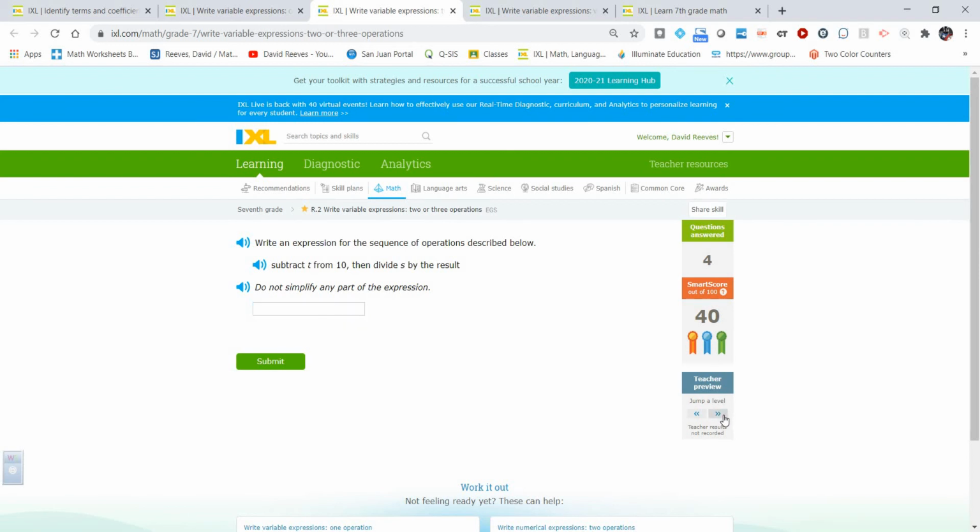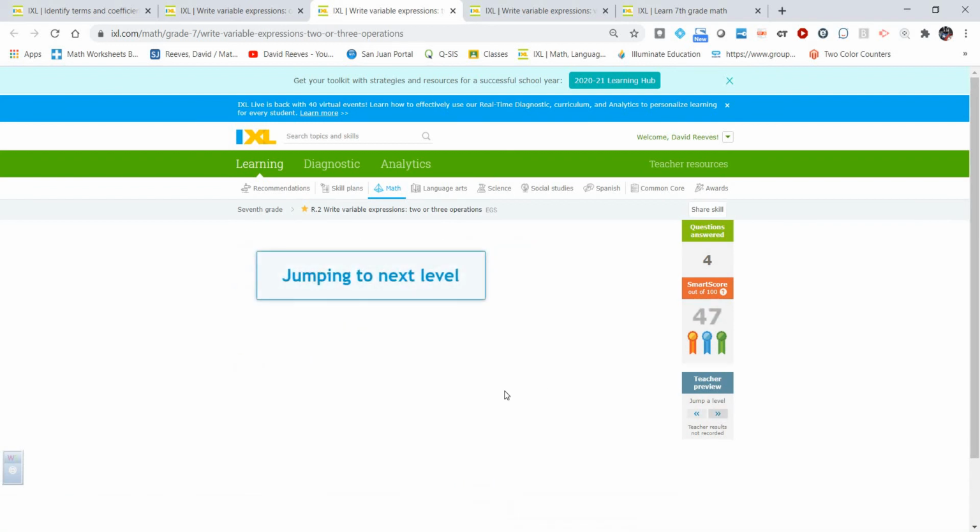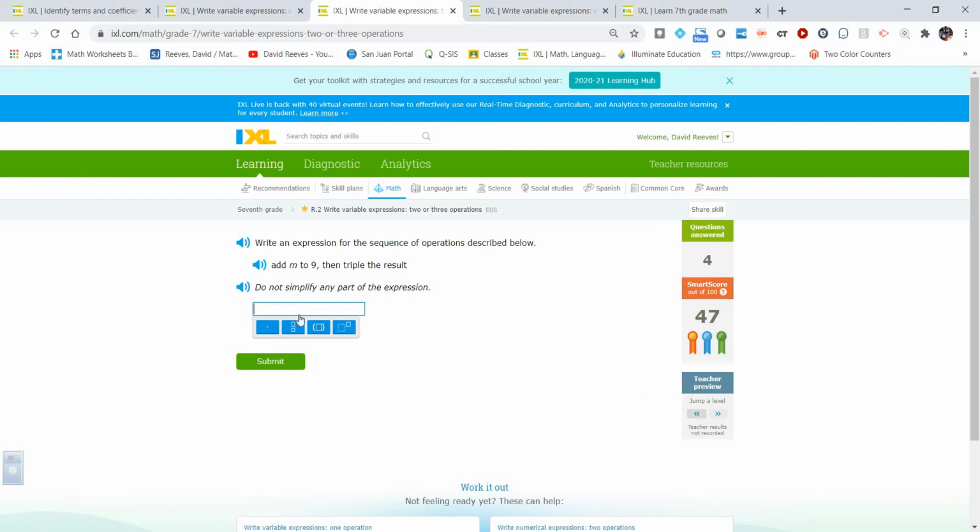All right, okay, let me skip up to the next level and see what they have for us. All right, add m to 9, then triple the result. So adding m to 9 is m plus 9. Tripling would be multiplying by 3, right? But here's a case where you're going to have to put the parentheses because order of operations would say to multiply first, right? So I want to add them first, then I want to get my result, and then I want to multiply by 3.